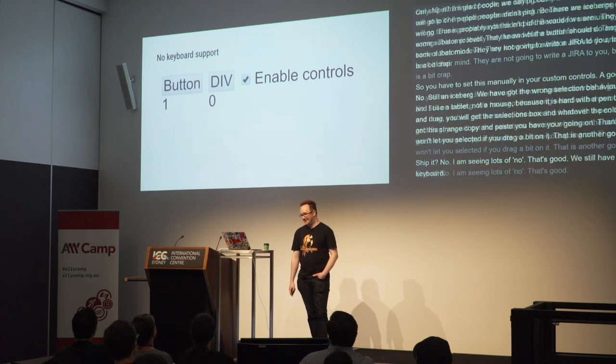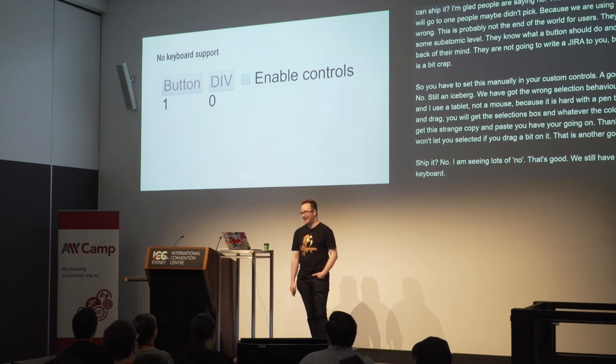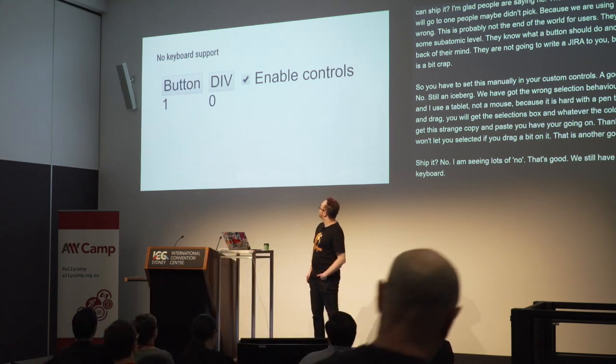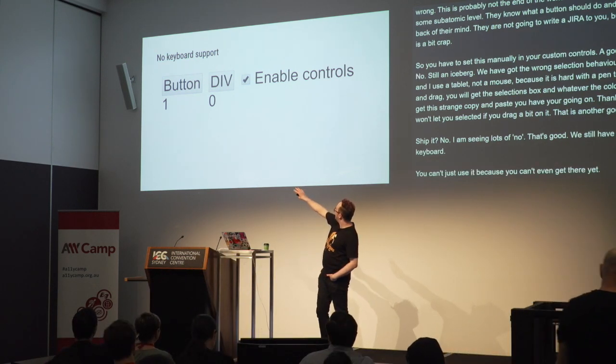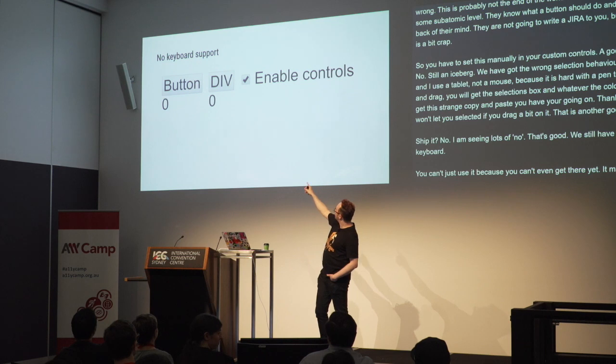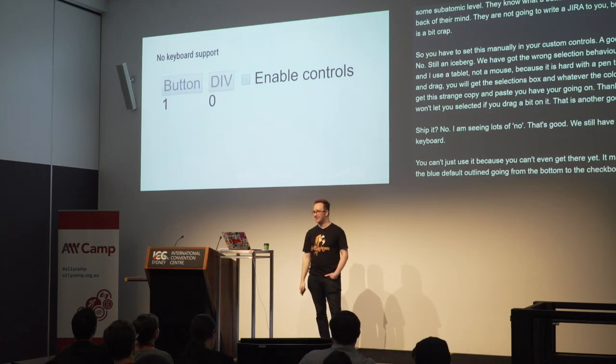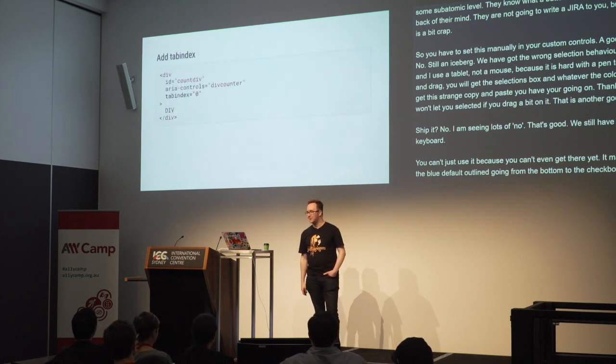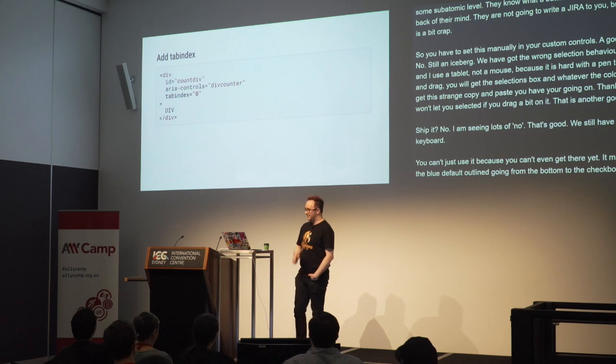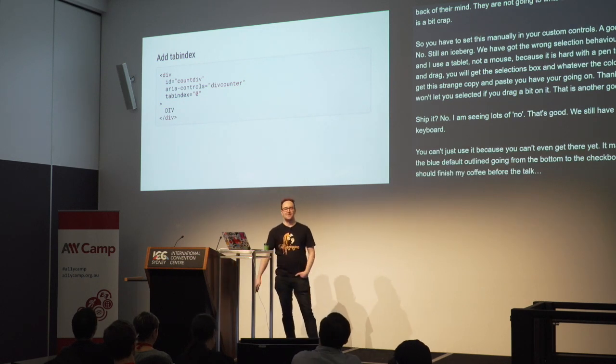So, you can't just use it because you can't even get there yet. Now, it may be hard to see in this div, but you can see the blue default outline going from button to the checkbox, totally skipping the div. The div does not exist as far as the keyboard is concerned. I should finish my coffee before the talk. Easy enough to fix. We add tab index of 0.